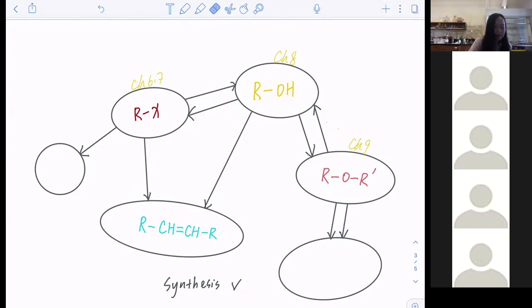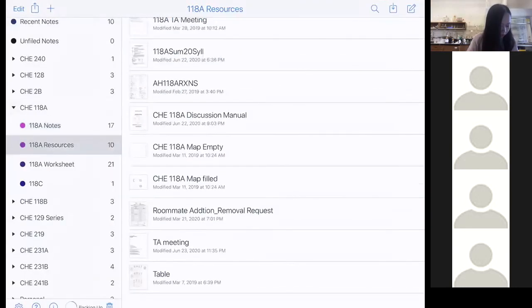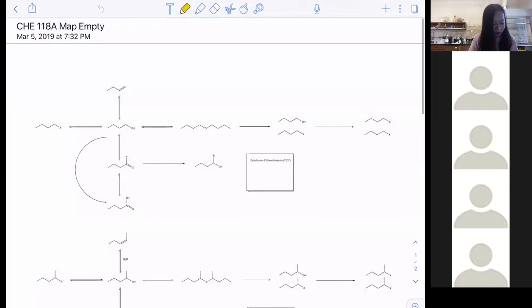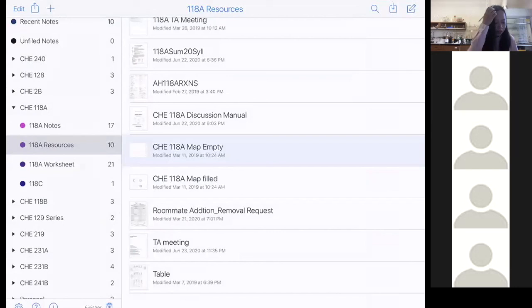This is the way that I think is going to help you, because you are going to see a bunch of synthesis, which is the word we use for making things in organic. I think I have an empty reaction map. That's the exact reaction map that I was using in 118A. You can go ahead and make your own, because I think each of my students has a different reaction map. As long as it's clear and correct, it's useful.